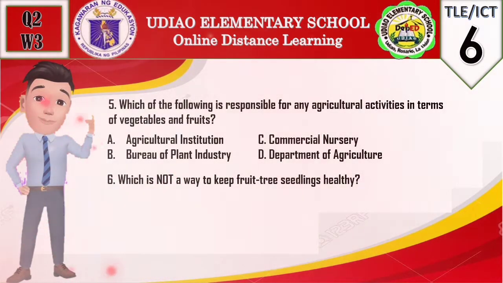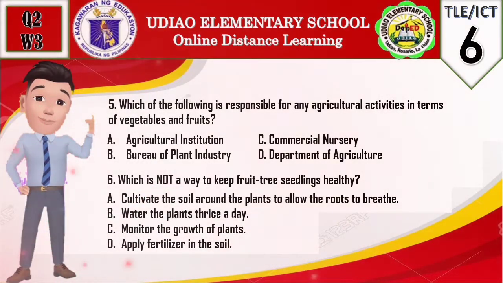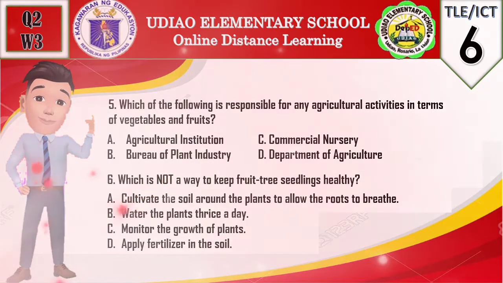Number 6. Which is not a way to keep fruit tree seedlings healthy? A. Cultivate the soil around the plants to allow the roots to breathe. B. Water the plants thrice a day. C. Monitor the growth of plants. D. Apply fertilizer in the soil.